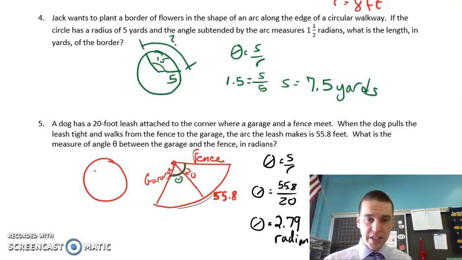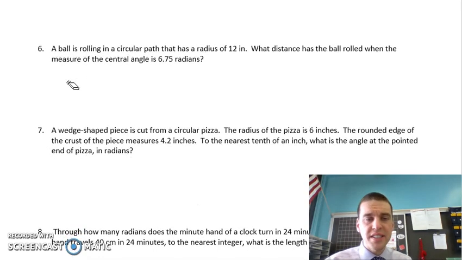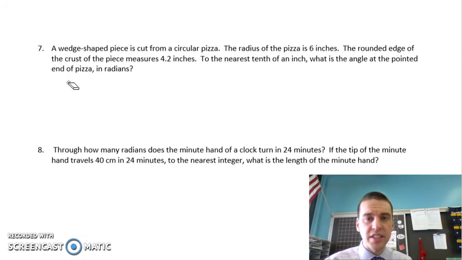So a garage, a fence, a leash is attached there. When he walks all the way out, it's 20 feet, and then he can make an arc from there. And I'm sure you've seen many of those. So again, pause this, check it, and we're going to go on to page 20. A lot of the key ideas when you look at these problems is to actually draw it out and figure out what am I looking for. We're going to skip number 6 right now and go right to 7.